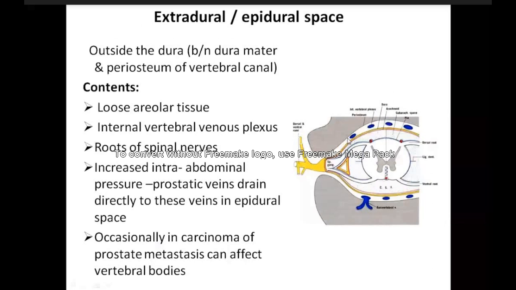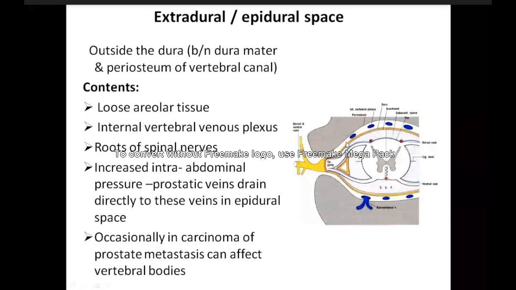Now coming to the importance of this space, I think I have explained this in the class on the prostate also. What happens during increased intra-abdominal pressure? The prostatic veins, the veins which drain the prostate, drain into the veins of these spaces, isn't it? So during increased intra-abdominal pressure, the prostatic veins drain into the veins of these spaces.